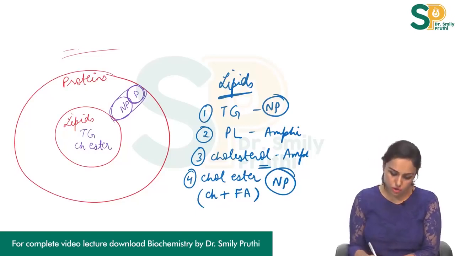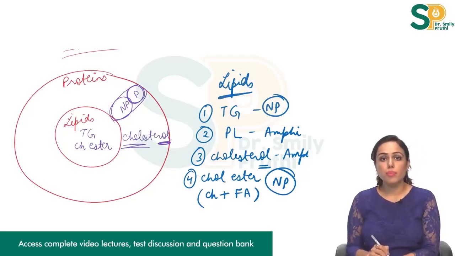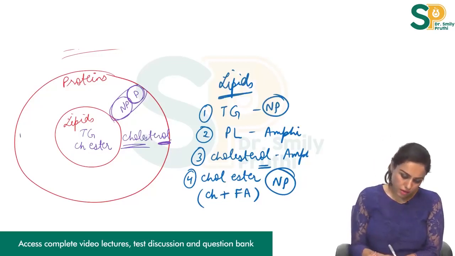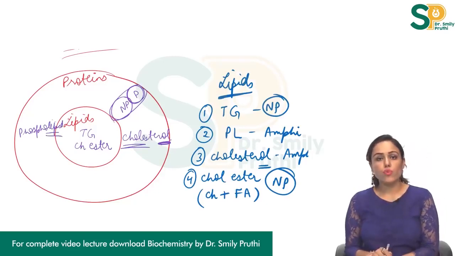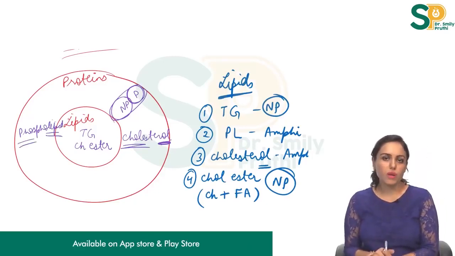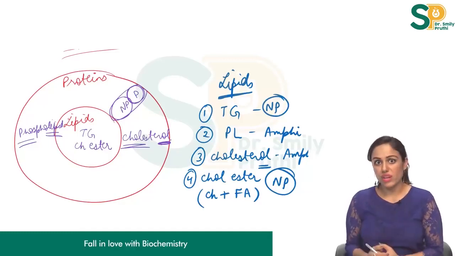Let's see how they are arranged. See, cholesterol will be present like this: the OH is the polar portion towards outside and the lipid portion towards inside. And phospholipid will be present like this: the lipid portion towards inside, and phospho, the polar portion, towards outside, right? So this is the structure of lipoprotein. I have made it very easy.